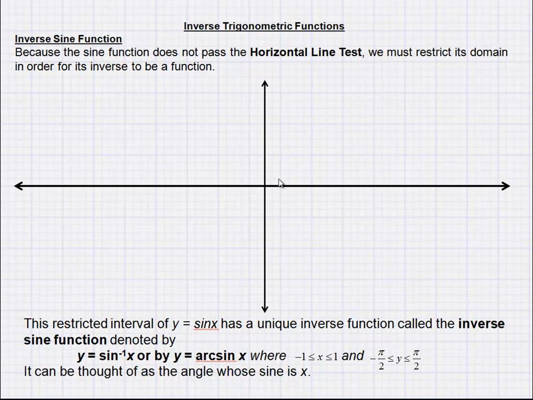Now, I say they don't have inverses, and that's not completely true, in that they don't have inverses over their entire graph, because none of the trigonometric functions, if you look at all their graphs, pass the horizontal line test, which means they're not one-to-one. And remember, only one-to-one functions have inverses.